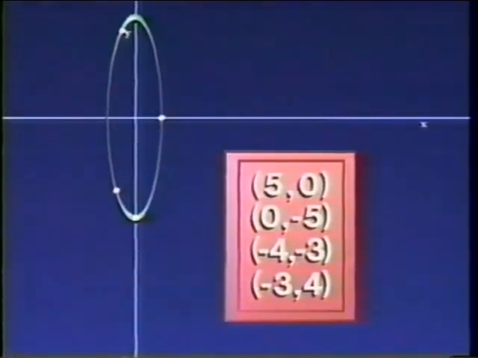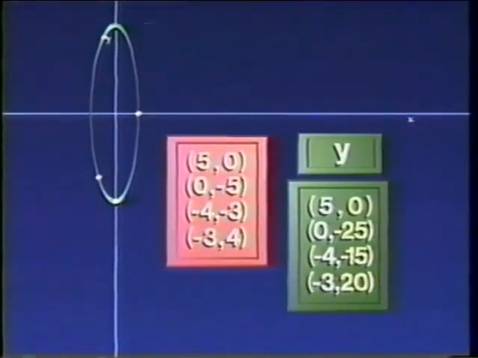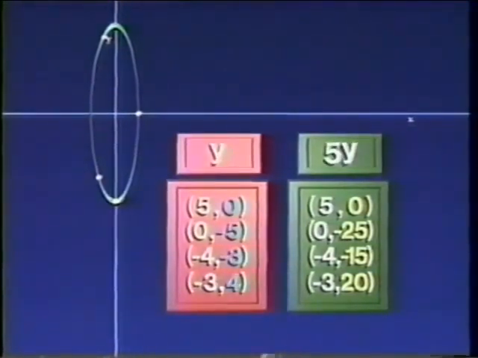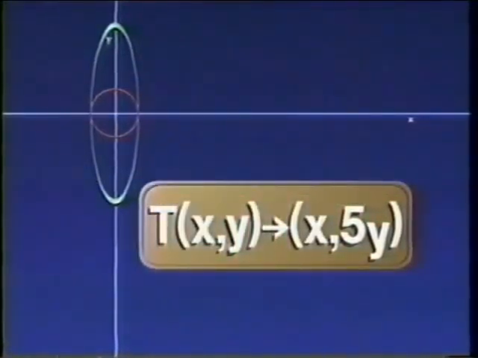Here's a list of some of the points on the circle. If we apply a dilation that stretches the circle in the vertical direction, the image is an ellipse. Each of the original points now has a corresponding image point. The y-coordinates of the image points are 5 times the y-coordinates of the original circle. The dilation is T, mapping (x, y) onto (x, 5y). So the ellipse is really just the circle stretched vertically by a factor of 5.